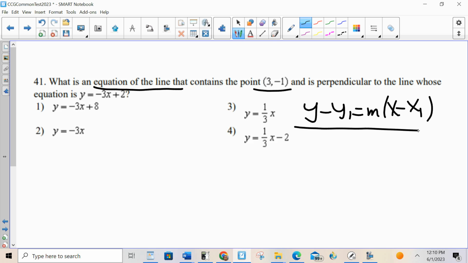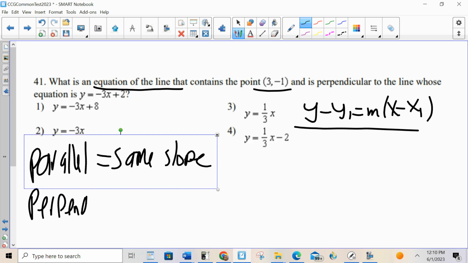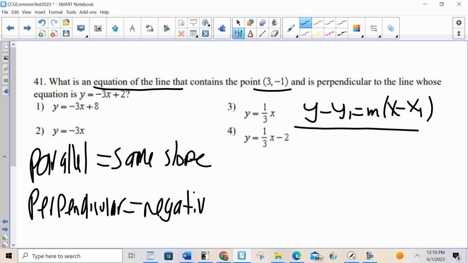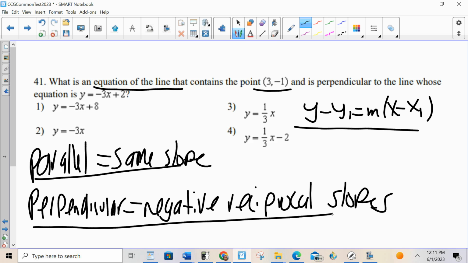Now we need to know a little bit about parallel and perpendicular. Parallel has the same slope. Perpendicular doesn't. Perpendicular lines have negative reciprocal slopes. So you need that information for this lesson, negative reciprocal slopes. If it says parallel, the slopes are the same. If it says perpendicular, the slopes are negative reciprocals. So since it says perpendicular to this line, I know that it has to be the negative reciprocal.